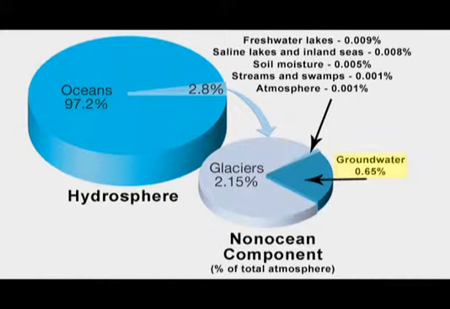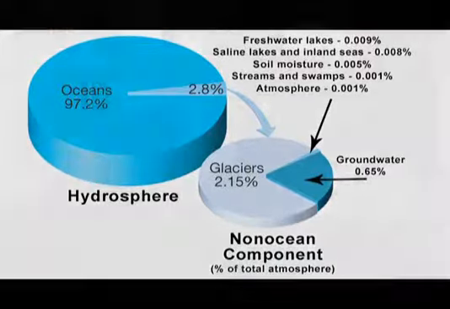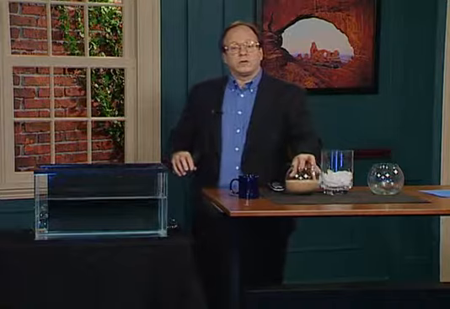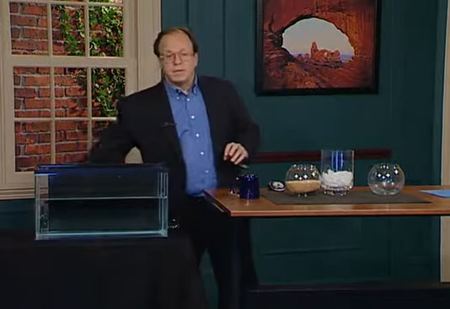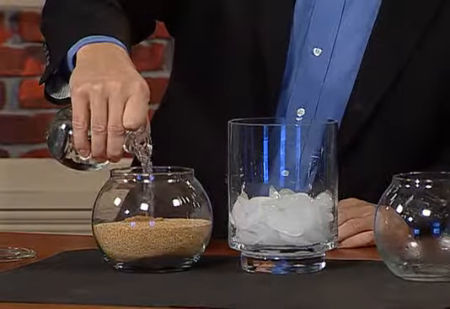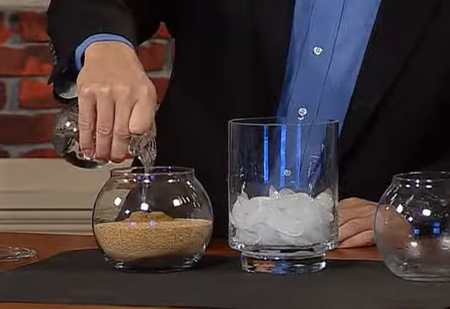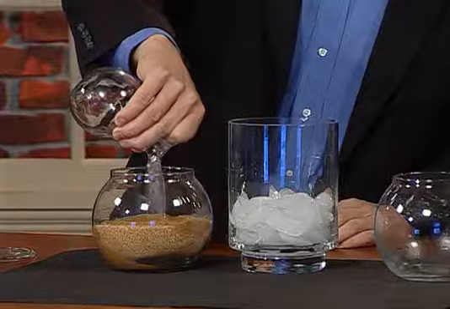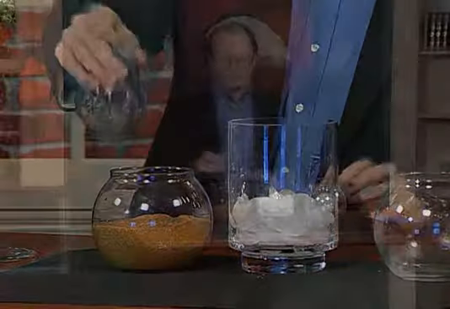That's our groundwater, 0.65% of the total, or 2/3 of 1% of the total water. So that turns out, in the case of the fish tank, to be about a cup. So here we have the groundwater, 1 cup's worth.